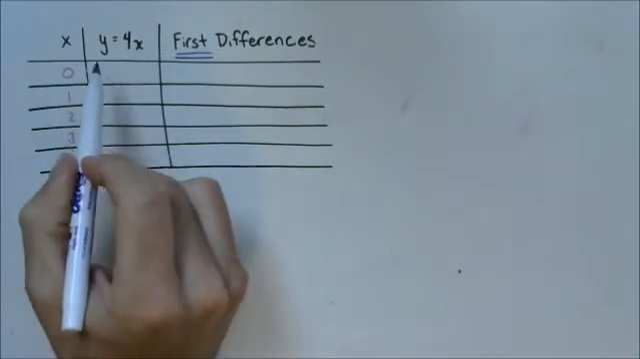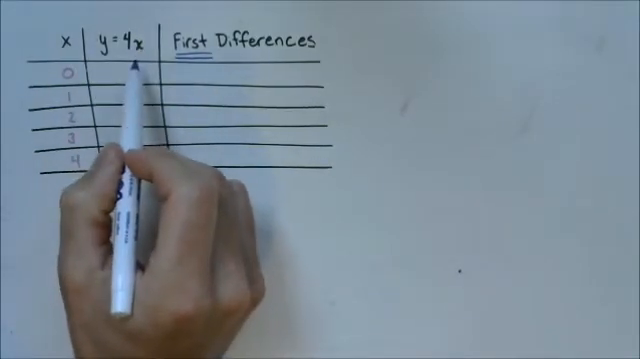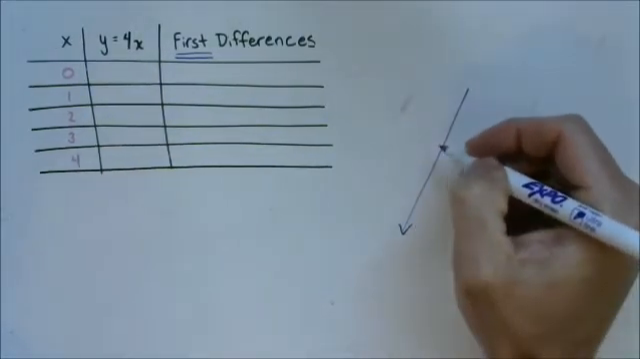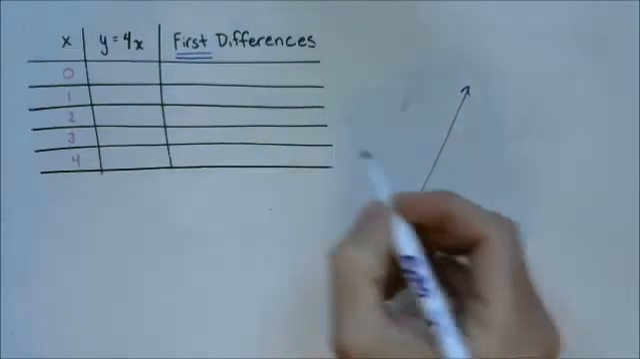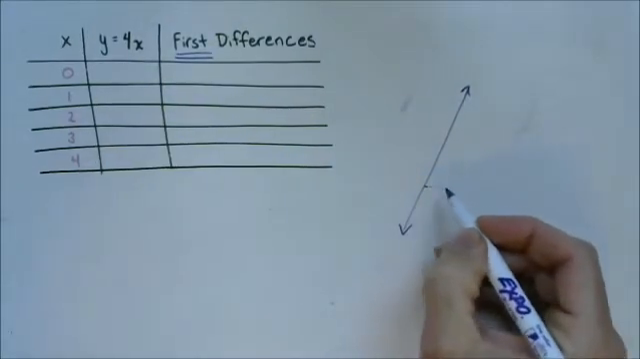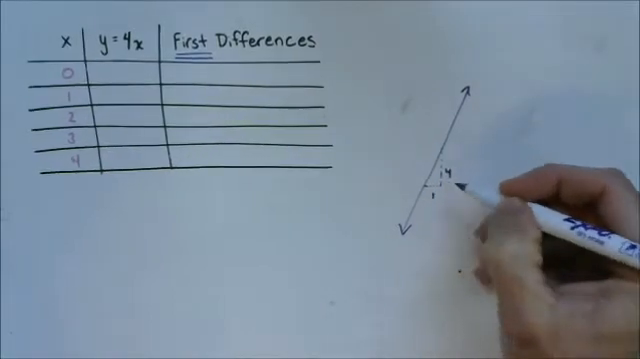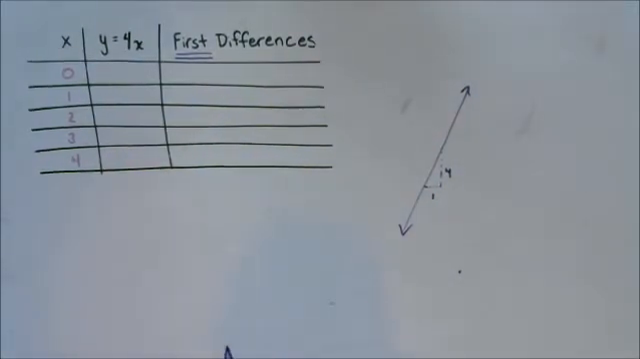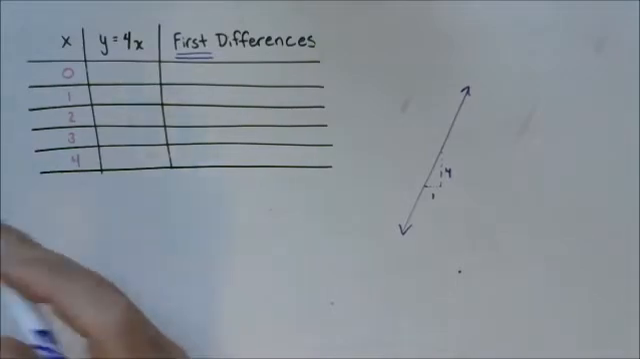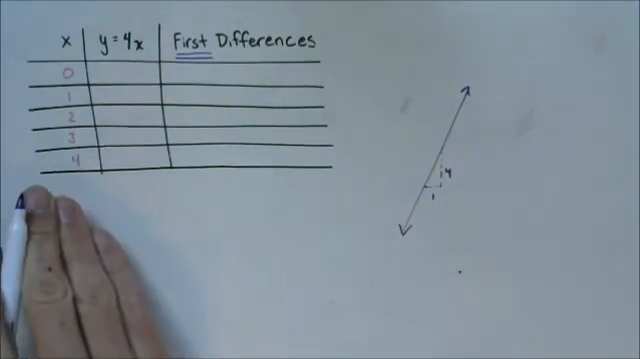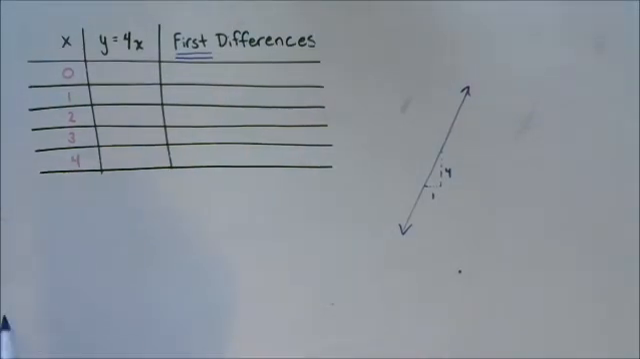Now, this equation is a linear equation, okay? I know this is going to form a straight line. It's a fairly steep straight line, right? It has a slope of positive 4, which means every time it goes over 1, it's going to go up 4, okay? So that's its slope. So I already know that this is linear, and we're just going to use that to discover how first differences are related to linear equations or linear relations.